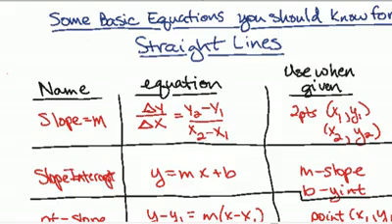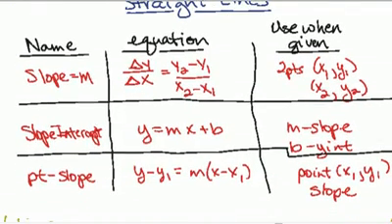Here are some basic straight line equations. The slope formula we just witnessed is the rise over the run, the change in the y's over the change in the x's, and you need 2 points in order to do that. So try to keep them consistent. Don't mismatch the x values.